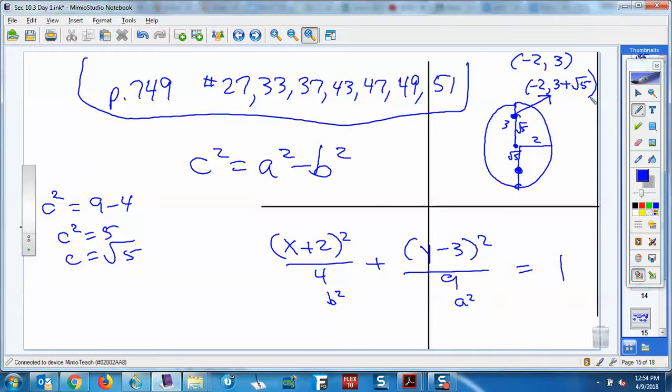The vertices are considered the ends of the major axis. Okay, so if you look at the definitions, the major axis, those endpoints are also called the vertices. So when it says the vertices of the ellipse, it'd be these two here.